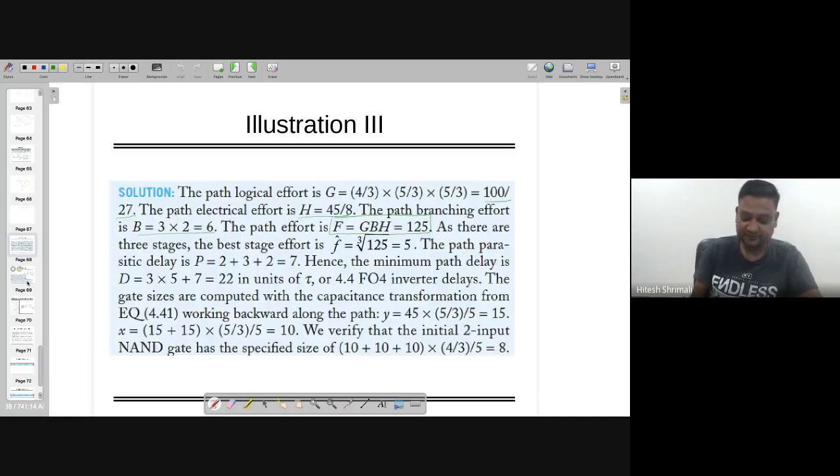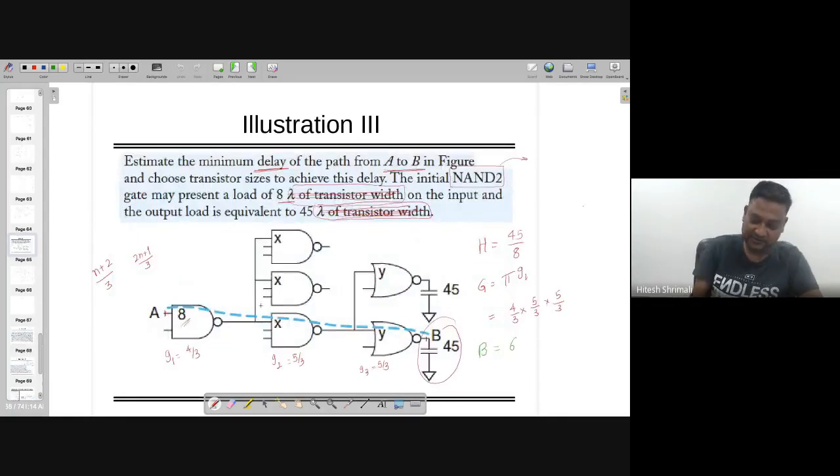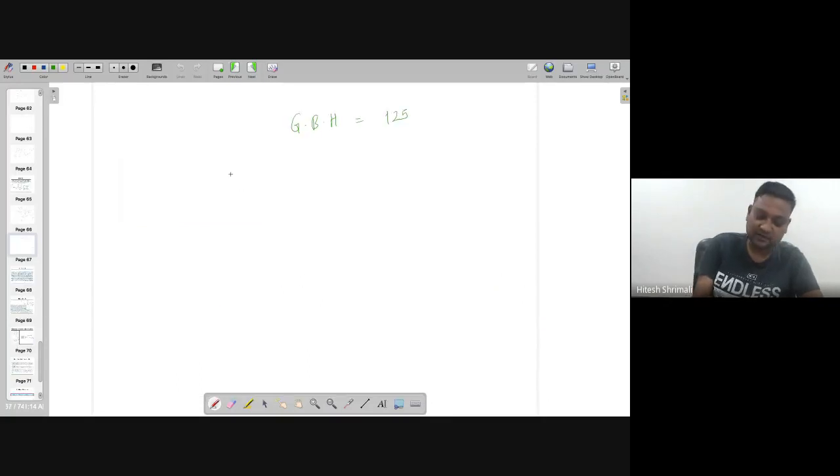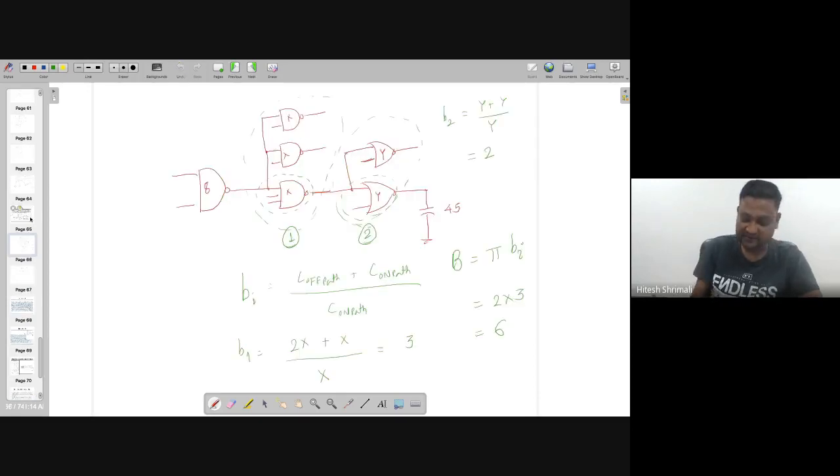You can see here that we have 3 stages on path. So as per the equation which says n times gbh raised to 1 by n plus p, notably, p is left over here. So if I want to find out the p, I can see that this is the path going from here to here. So in this path, a 2-input NAND gate is coming. So that's going to contribute p equal to 2.